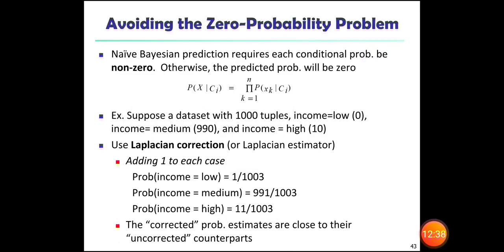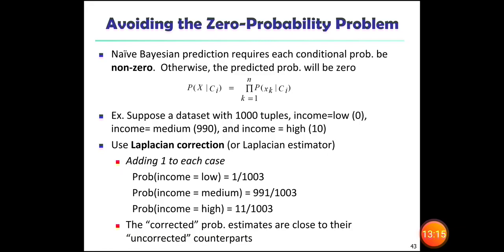Now, avoiding zero probability problems. Naive Bayesian predictions require each conditional probability to be non-zero. So when we calculate any conditional probability, it should be non-zero, otherwise the predictions will be zero. The formula is P(X|Ci) = product for k = 1 to n of P(xk|Ci). Here P is the probability, C is the class, and X is the vector.